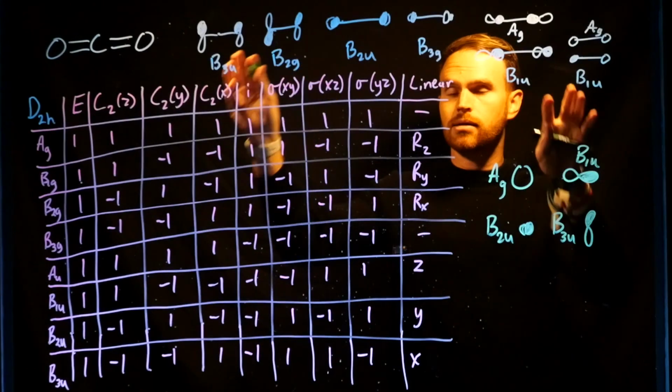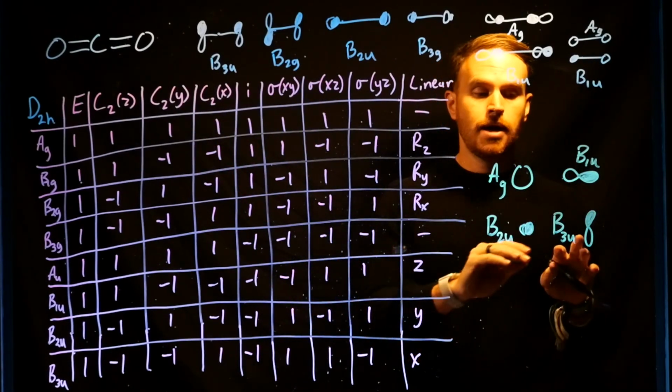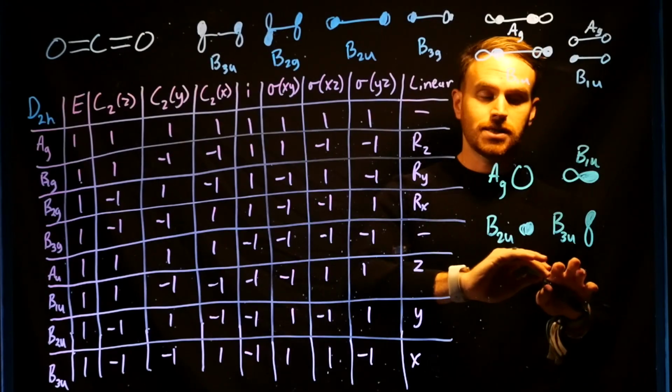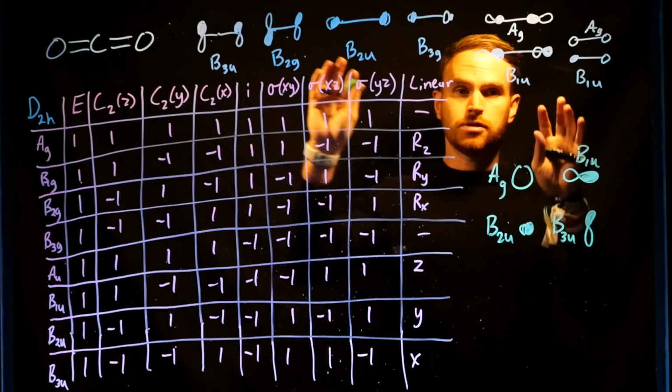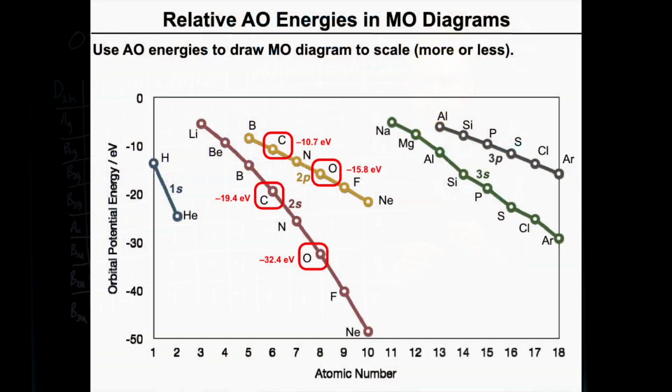So now let's take this and start to actually build our molecular orbital diagram by matching these center atom irreducible representations to their corresponding group orbital irreducible representations.